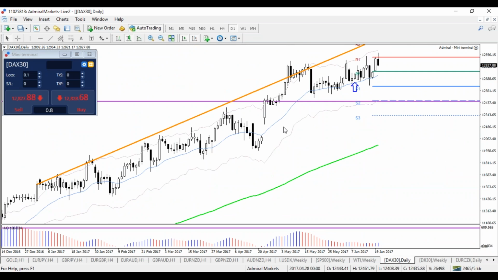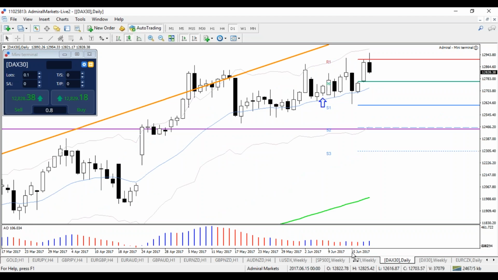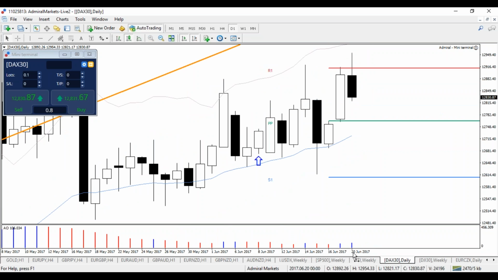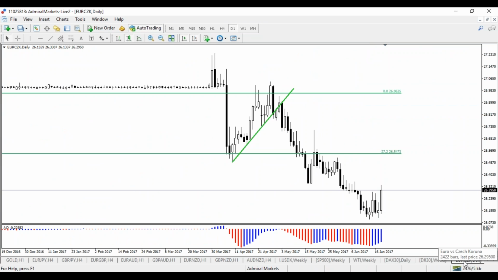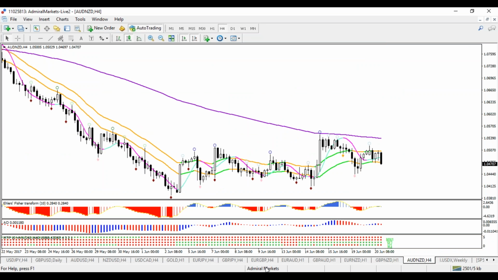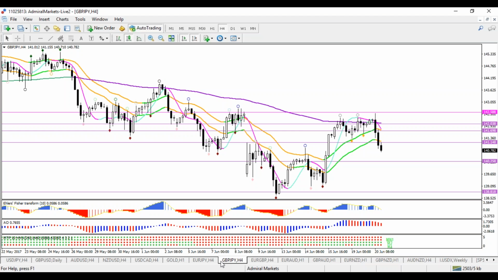DAX also getting higher highs. Dow Jones higher highs. So broadly speaking, a pretty strong equity market, as we can see. Let's take a look at some other currency pairs still. We have pound yen and euro yen to look at.